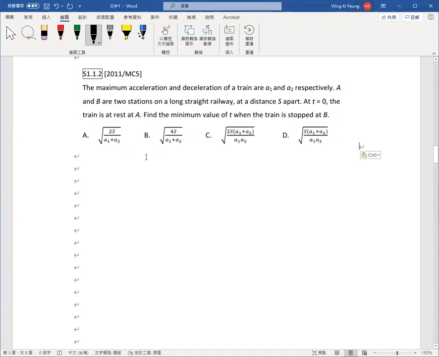The maximum acceleration and deceleration of the train is A1 and A2. A and B are two stations on the long track railway at a distance s apart. The train is at rest at A. Find the minimum value of T when the train stops at point B.